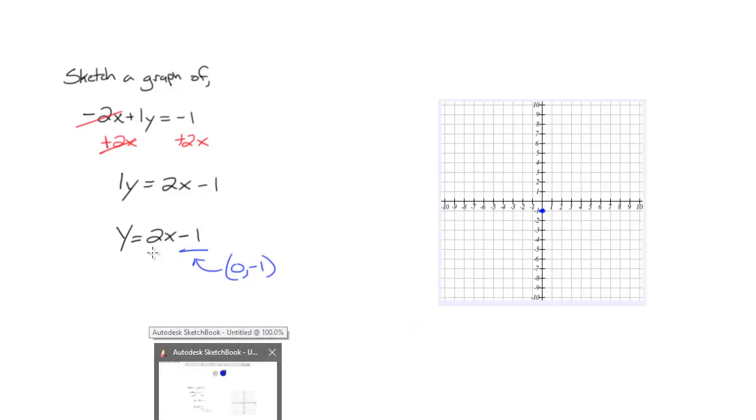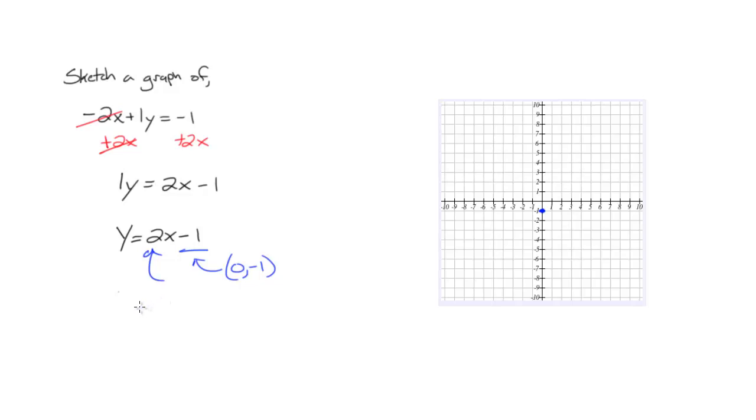And then the other piece of information I get here is this right here. I get that the slope is equal to 2. We always think of slope as a fraction though. This is 2 over 1. The 2 is the rise and the 1 is the run. This gives me a way of finding my next point.